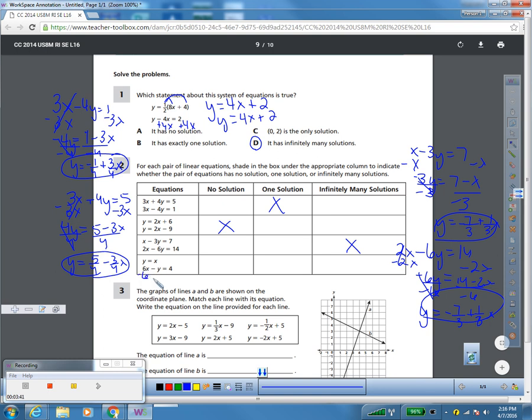Okay, last one, a little bit of work here solving for y. So minus 6x. And then at the end, I'm going to divide everything by negative 1 because there's really a negative 1 there. So 4 divided by negative 1 and a negative 6 divided by negative 1. Okay, those are going to have one solution. Okay, the slopes are different. So now I'm going to go ahead and scroll down.